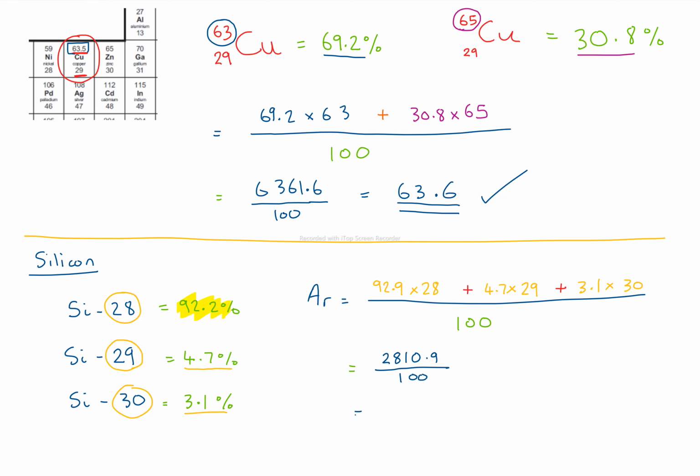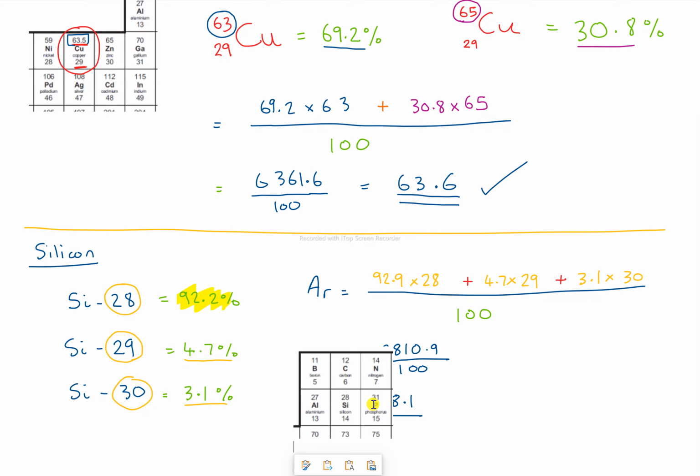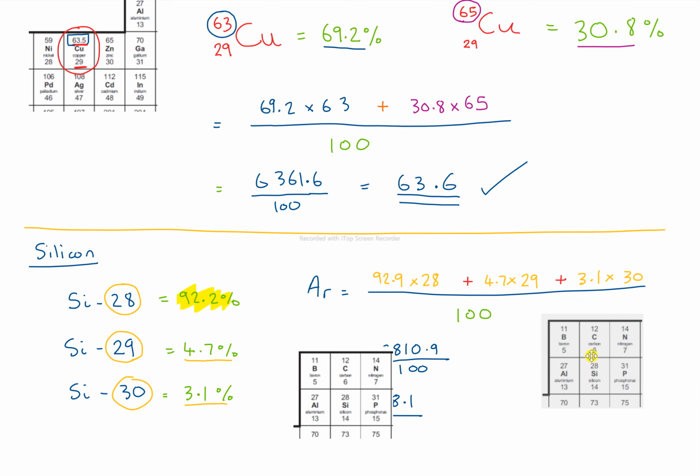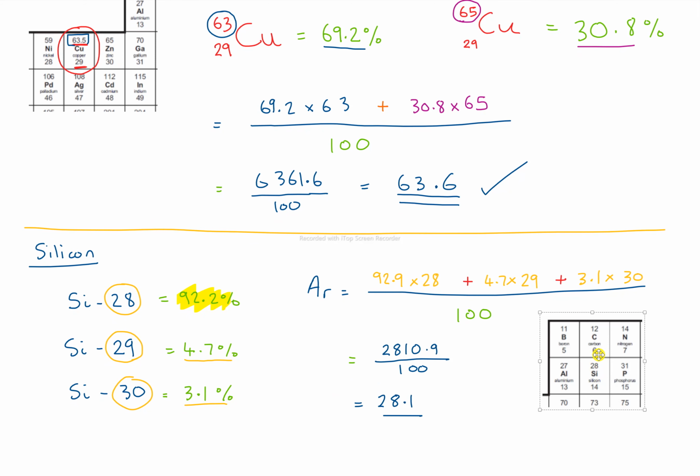And then if we work that out, we can round it off to 28.1. So for silicon it's 28.1. And if you look, I've taken a copy of the periodic table. If you look at silicon, they've left it as 28. So that's good enough for us. Right, that was the relative atomic mass calculation.